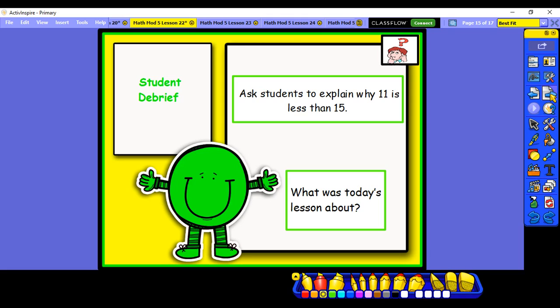Great job today, Cardinals. Can you tell your parents why 11 is less than 15? What was today's lesson about? It was about comparing our teen numbers by looking at the leftover ones. Maybe you can find some small things around your house. You can count out how many and compare what is more and what is less by looking at the ones place when you write the numbers.